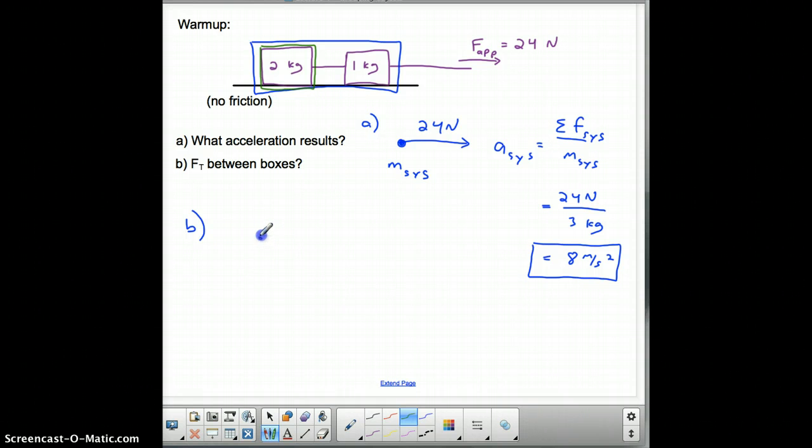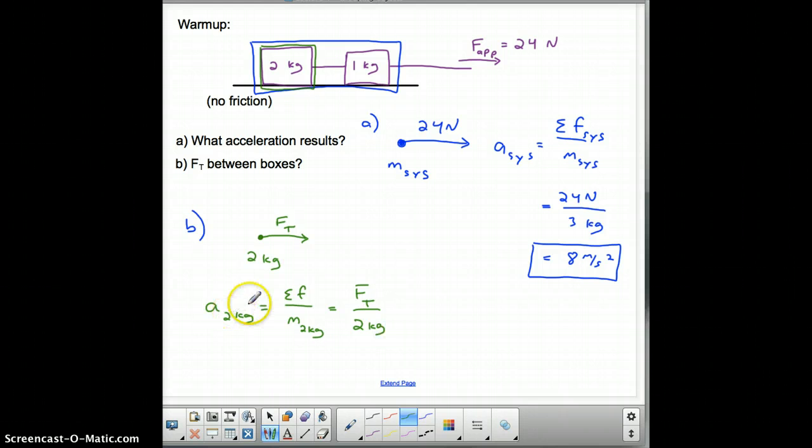I can draw a free body diagram of the 2 kilogram block and say, what are the forces acting on the 2 kilogram block? Well, there's only the tension force pulling it to the right because there's no friction. And that's it. So the acceleration of this 2 kilogram block comes from the combination of forces acting on it divided by the mass of it. And that's equal to, I guess, this force of tension, and that's what we're trying to solve for, divided by, what's the mass? It's 2 kilograms.